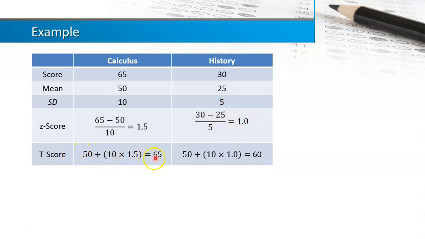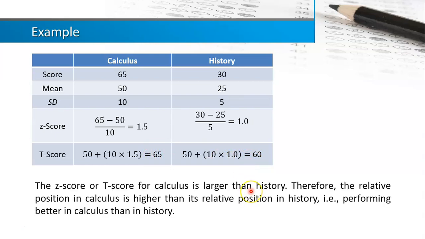You can also get the T score. The T scores are 65 and 60. So you can see that it is confirmed: the Z score and T score for calculus are larger than for history. It tells us that the student's relative position in calculus is higher than the relative position in history. So we can say that the student is performing better in calculus than in history.